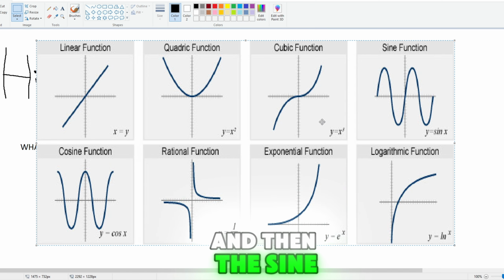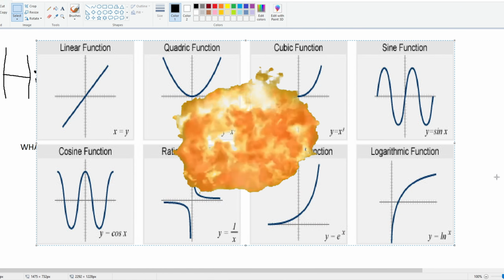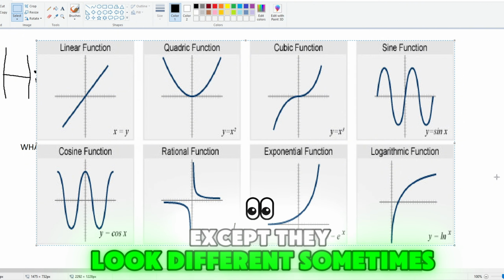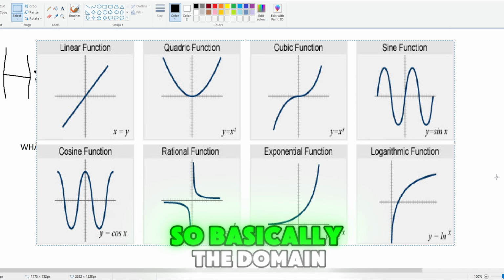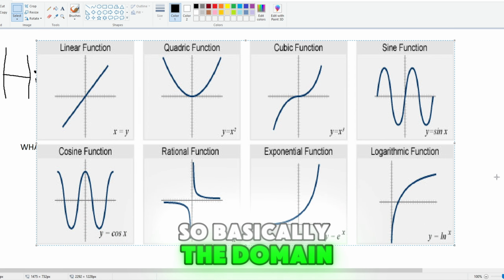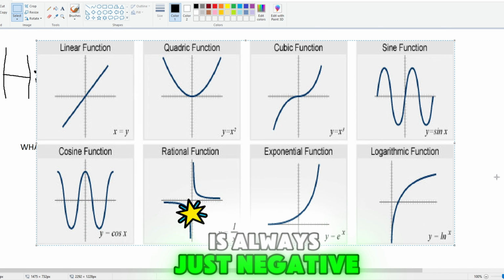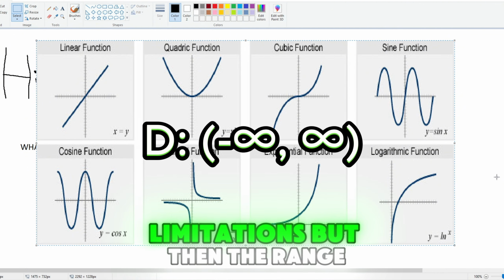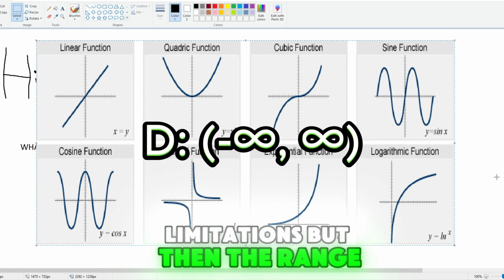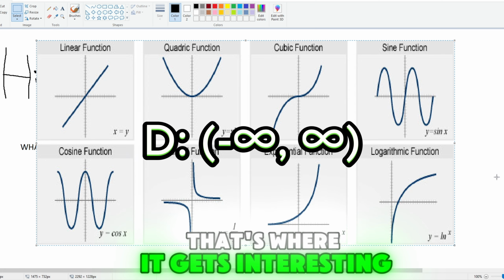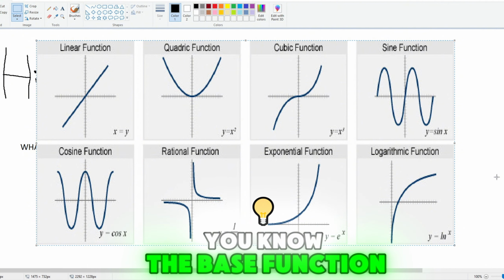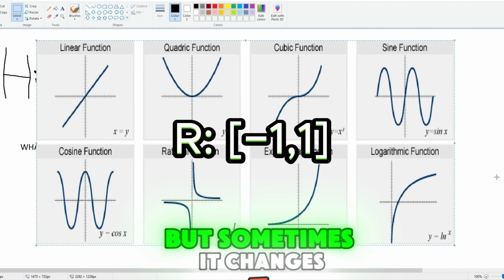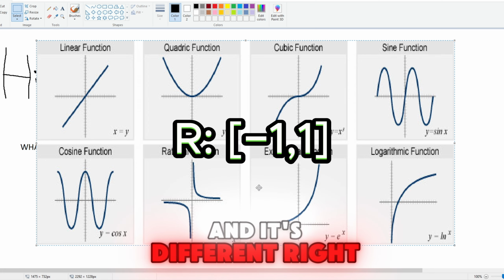And then the sine function. Sine and cosine are basically the same thing, except they look different sometimes. The domain is always negative infinity to positive infinity, unless there are limitations. But the range is where it gets interesting. The parent function is -1 to 1, but sometimes it changes and it's different.